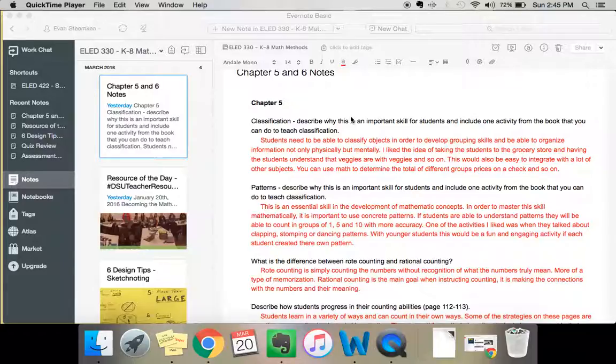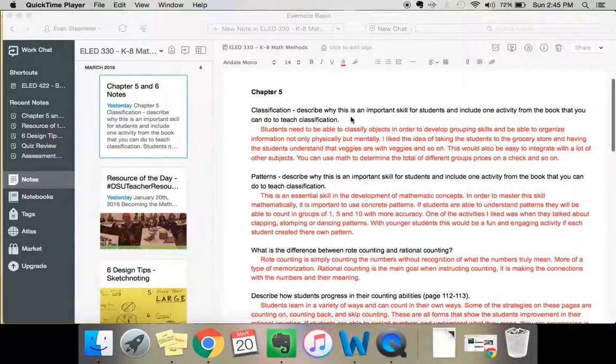numbers mean. It started off the chapter talking about classification and patterns. Classification is being able to order and develop grouping skills and organize information physically and mentally. And then patterns is master a skill. If you can master a pattern mathematically, you first have to be able to master it concrete. It's like 1, 2, 3 is a pattern. ABAB is a concrete pattern.